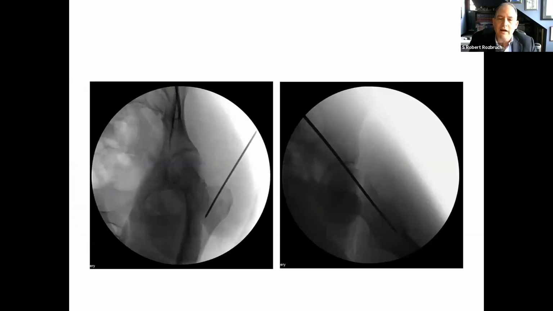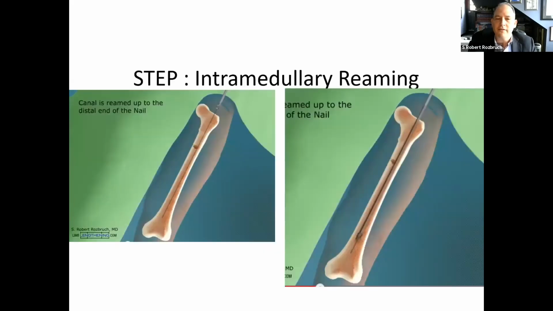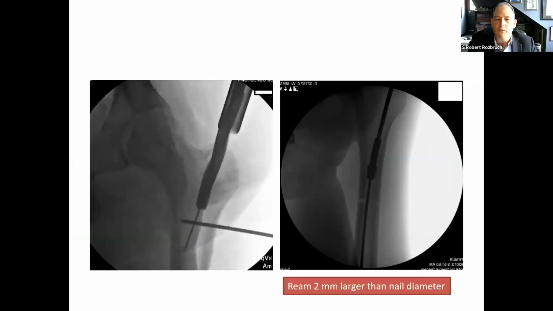And once the guide wire, and I typically use a 2.4 millimeter Steinmann pin, is placed, I check it on both the AP and lateral projections. Once I know it's in an optimal location, I can make a 2 centimeter skin incision over the wire, and then we can start the process of preparing the canal. We over-ream it with a cannulated reamer that creates an entry hole, and then we can start reaming the canal with a flexible reamer over a flexible guide wire. In general, we ream 2 millimeters larger than the nail diameter.